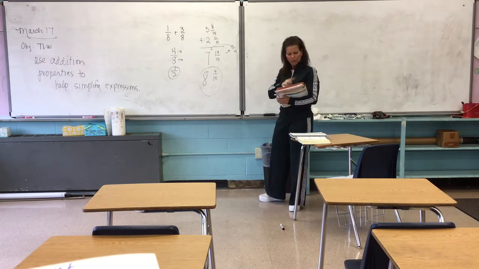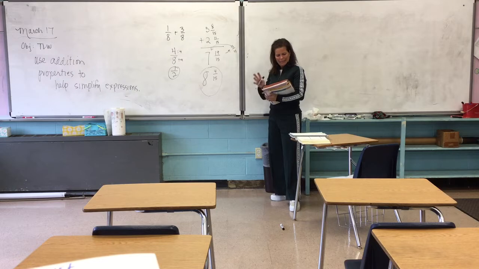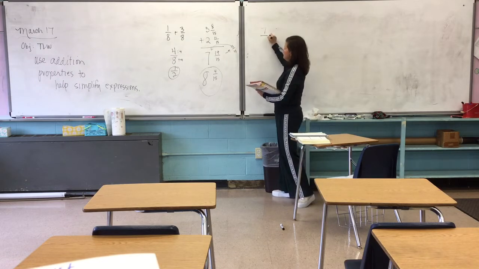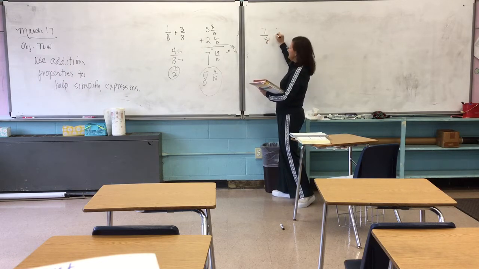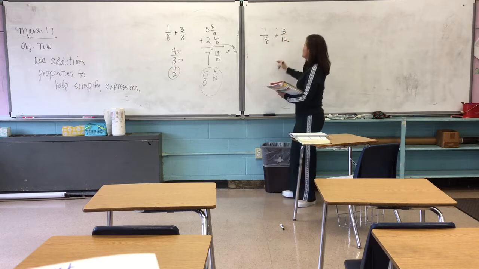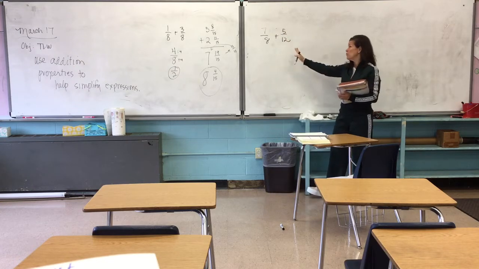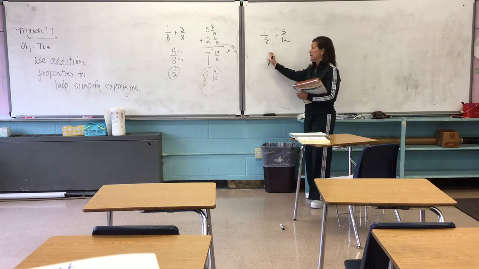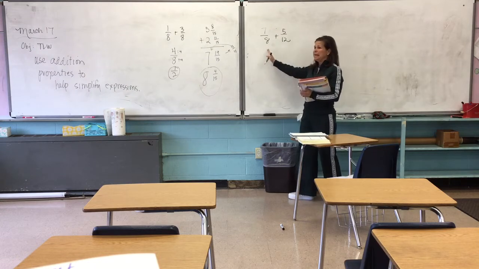Number 3 should be fine. 4, 5, 6. Let's start with number 7. We'll do a couple of these really quick. 7/8 plus 5/12. I can't add these in this form because they don't have common denominators. So I'm going to find the common denominator.